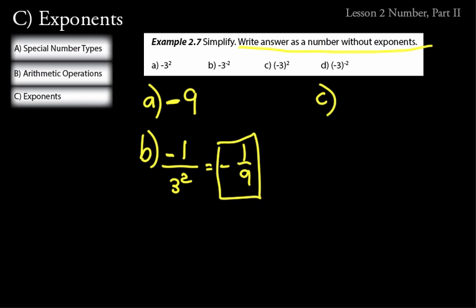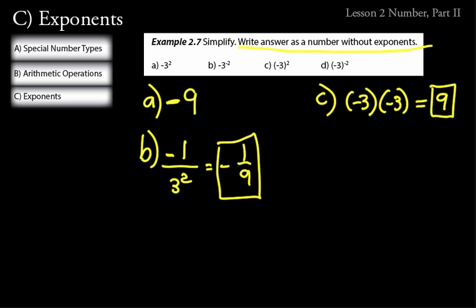For C, look at the difference here between A and C. Both of them have a negative 3. It's just that in C, the negative 3 is inside parentheses. So that's saying to do negative 3 twice. Negative 3 times negative 3. So that answer is a positive 9. That's one of the main places students have trouble with negative signs in Algebra 1, is that right there. Understanding the difference between problem A and problem C.